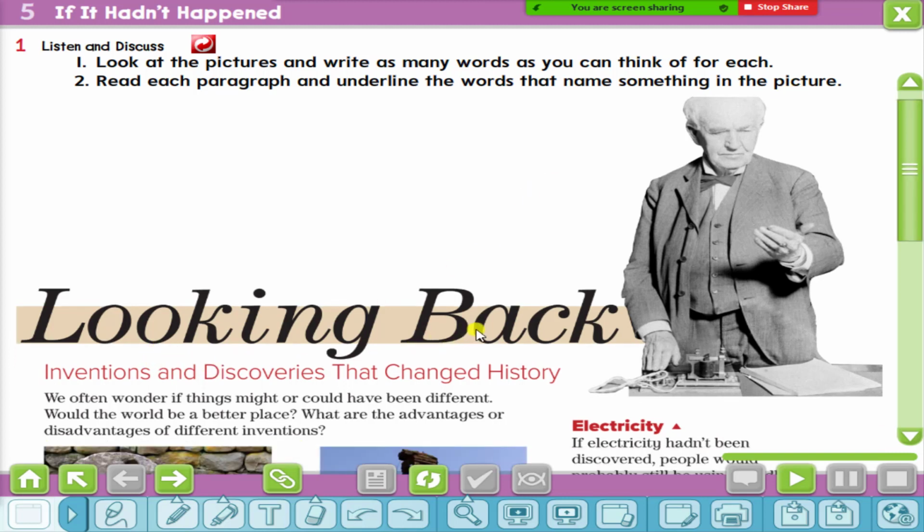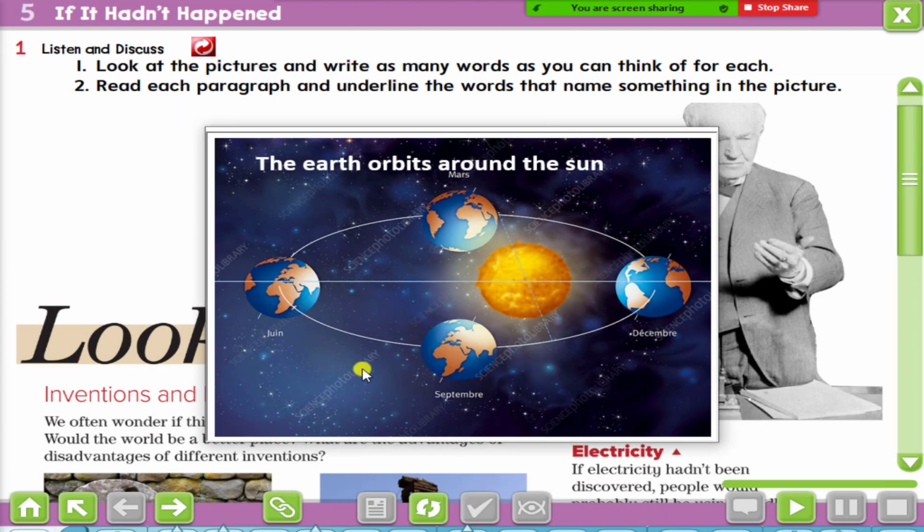Looking Back: Inventions and Discoveries That Changed History. So our lesson is about inventions and discoveries. What are inventions and discoveries? Look at this picture. The earth orbits around the sun. Is this an invention or a discovery?